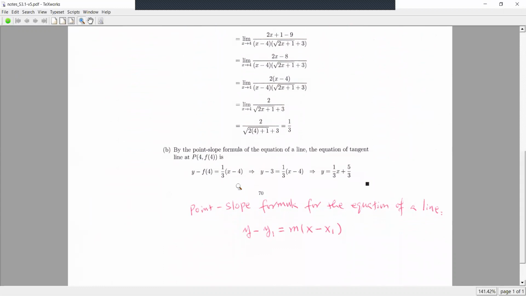By the point slope formula, y minus y1 is equal to the slope 1/3 times parenthesis x minus x1. x1 is 4. The function value at 4 is 3. So we have this equation. Simplify this equation, then this is the answer to part B.